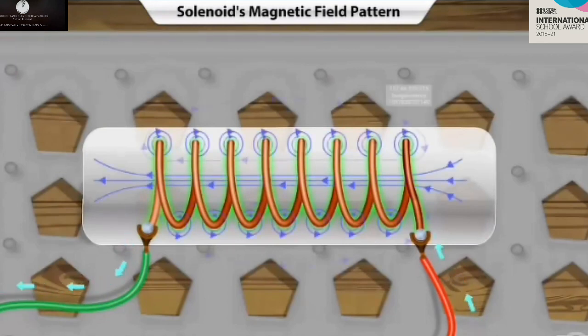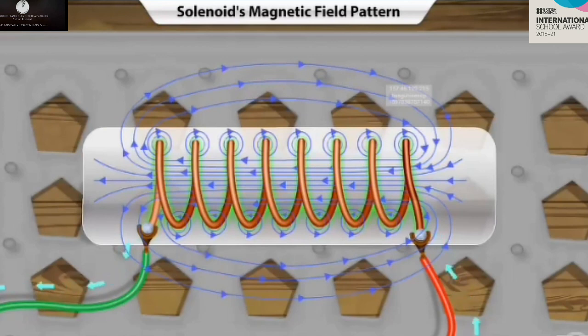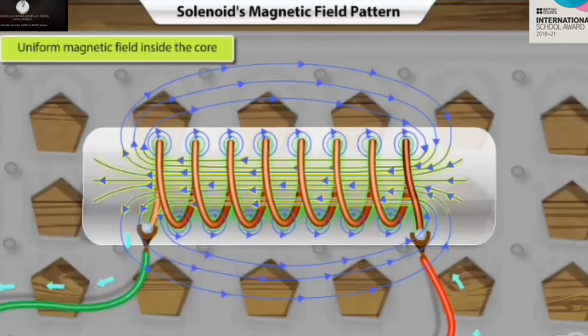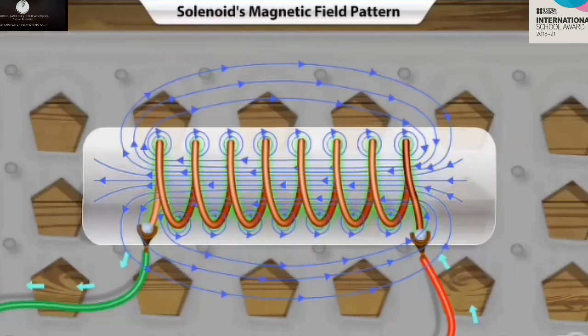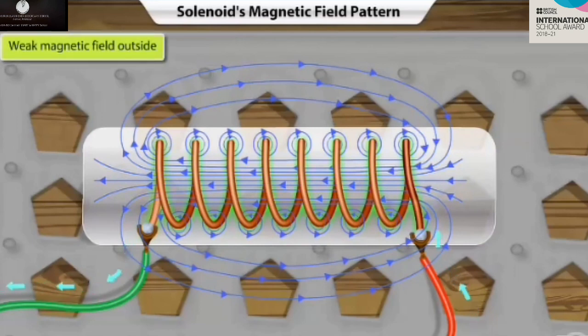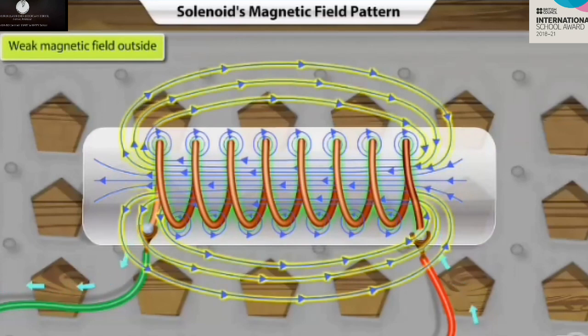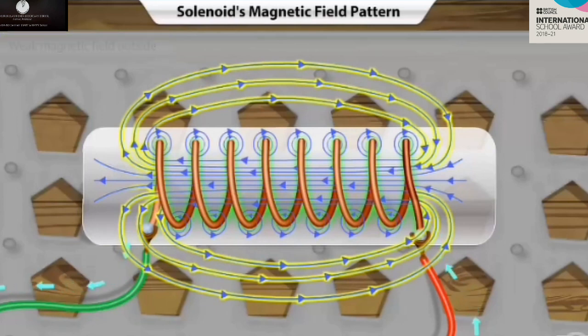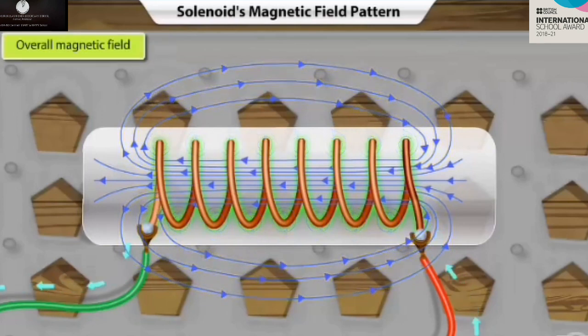And look at the magnetic field lines around the solenoid. It is similar to a bar magnet, isn't it? And look at the magnetic field lines inside the solenoid. You can see a uniform magnetic field inside the core, or the magnetic field lines are aligned in the same direction. And once it moves out of the solenoid, the strength of the magnetic field decreases.